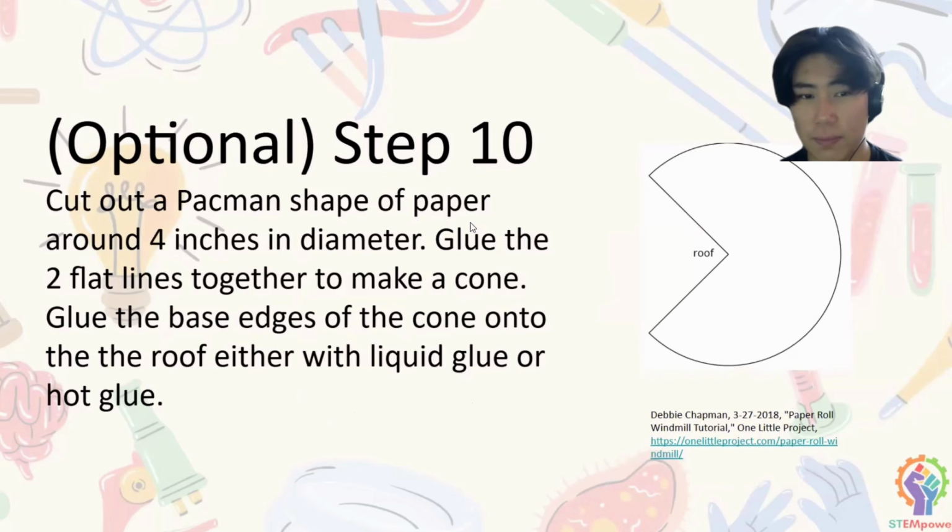For step 10, cut out a Pac-Man shape of paper around 4 inches in diameter. Diameter is essentially just drawing a line straight down the center, or measuring from top to bottom of a circle, through the center point. Glue the 2 flat lines together to make a cone and glue the base edges of the cone onto the roof, either with Lego glue or hot glue. So make a cone essentially, if you want.